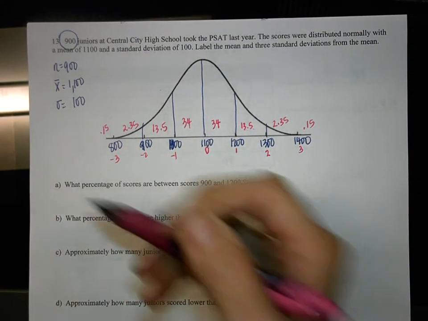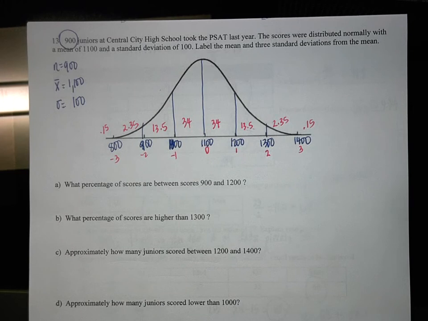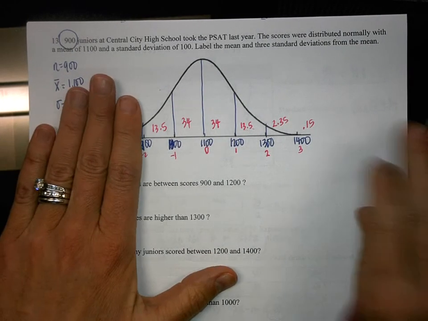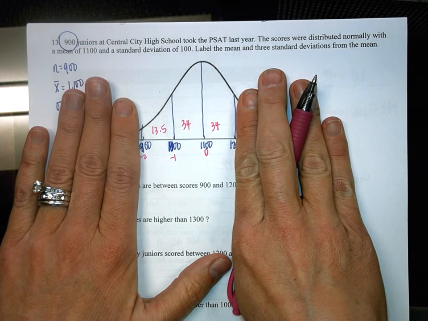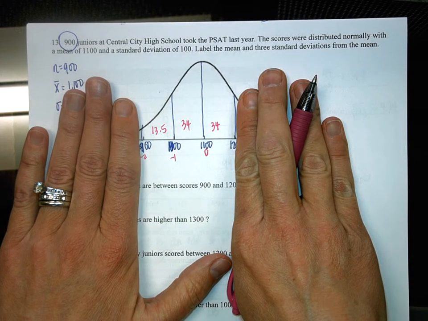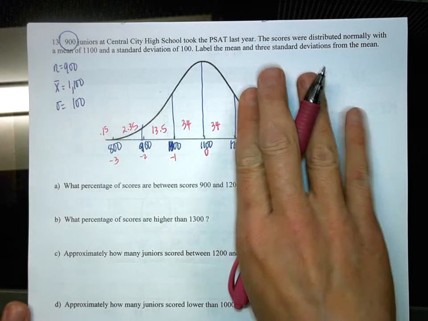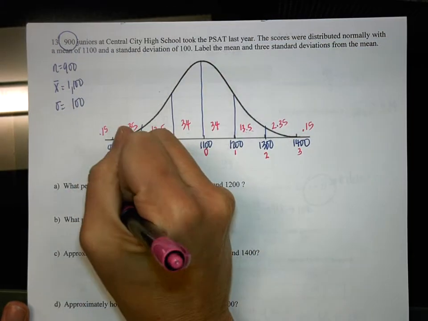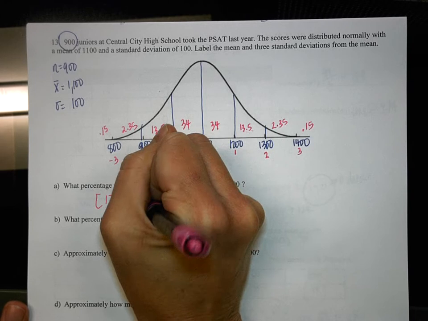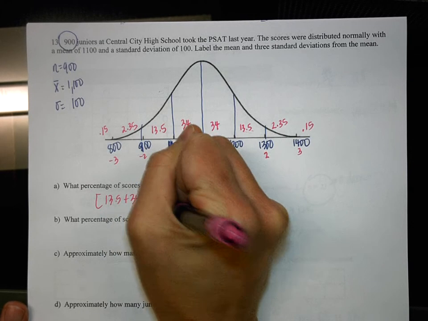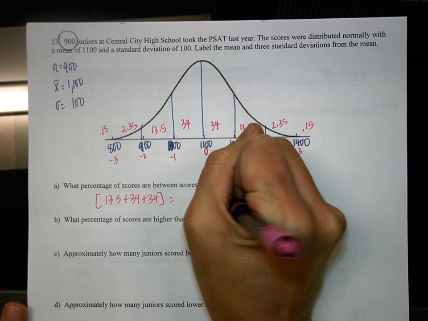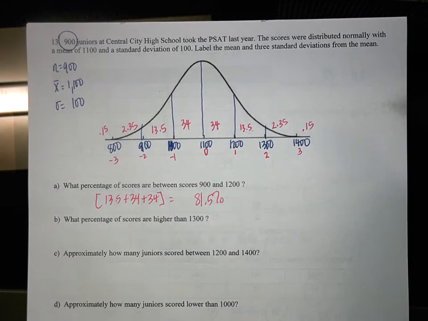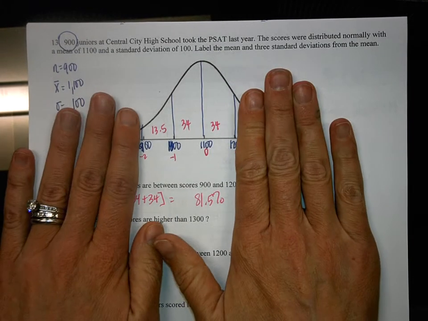So this first question A says, what percentage of scores are between 900 and 1200? So we go 900, and then we go to 1200. And if you look up that, we have 13.5 and 34 and 34. And so we're going to add all of those. 13.5 plus 34 plus 34. And when you add all those together, you get 81.5%. So 81.5% of the data is in between 900 and 1200.